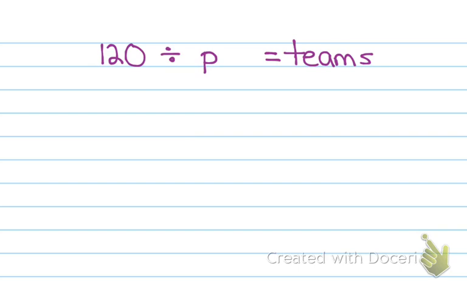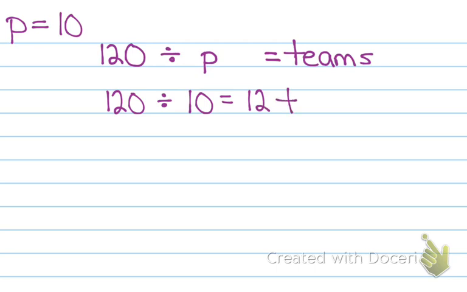Typically in a baseball lineup, does anybody know how many batters are normally in a lineup? 9. Okay, so there's normally 9 positions in a lineup. So let's just say that he only wanted 1 substitute per team. So that would be 10 players per team. So if I gave P a value of 10, how many teams would there be? Go ahead and substitute. If I gave P a value of 10, how many teams would there be? And how many would it be, guys? 12 teams. Very good. So I make my substitution and I solve.